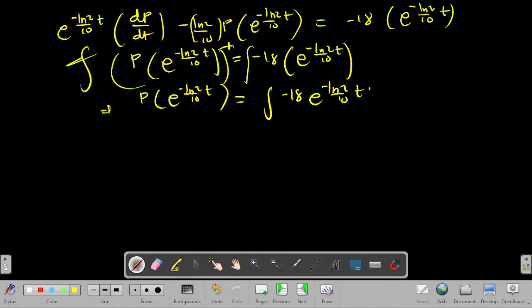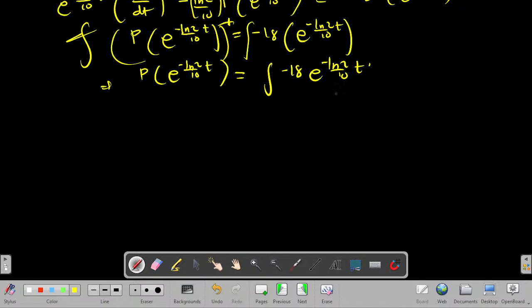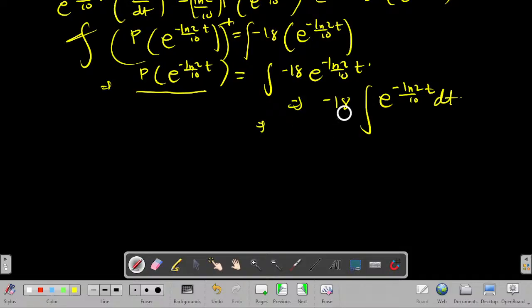Now let's do this simple and nice integration here. Every constant will move out of our integral sign, so negative 18 goes out, integral of e to the power negative ln 2 over 10 t. To integrate this expression, remember that you take the coefficient of t and divide by it. I'm not here to teach integration. We are solving differential equations. So I hope by now you understand this.